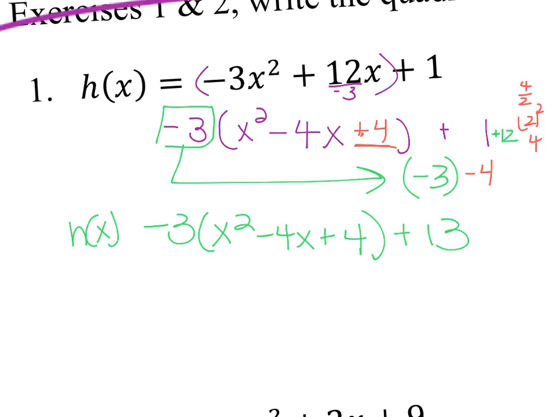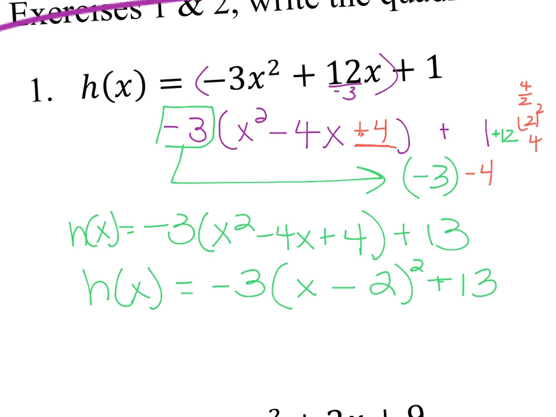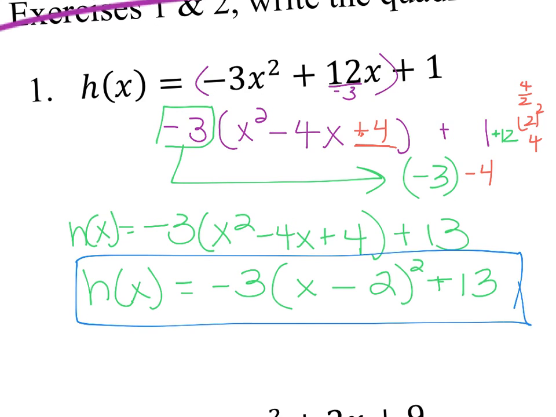And then the last thing I have to do is factor the perfect square I just made. So negative 3 times the quantity: square root the first term, which would be x, square root the last term, which is 2, take the sign from the middle, which is negative, put it in the parentheses, square it, and don't forget the plus 13. And then that's all I have to do. I just have to get it in standard form.